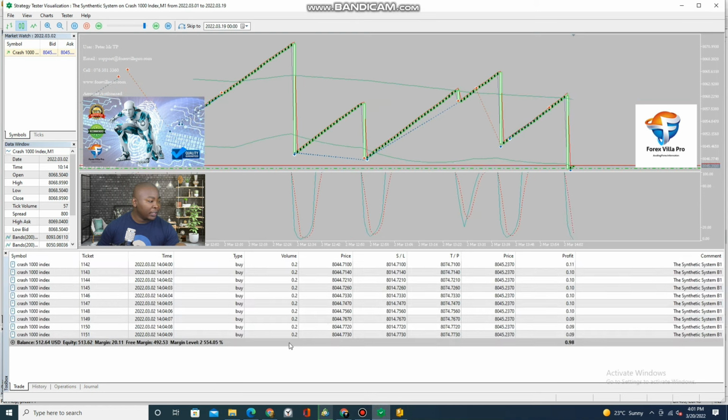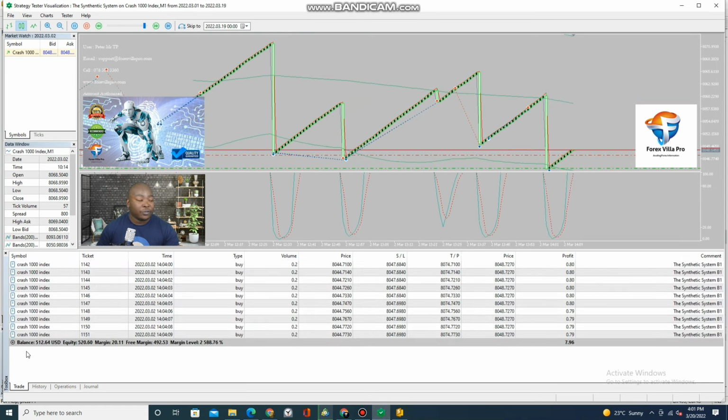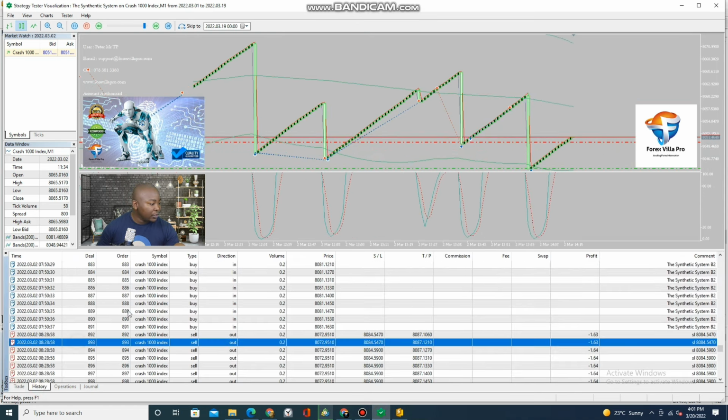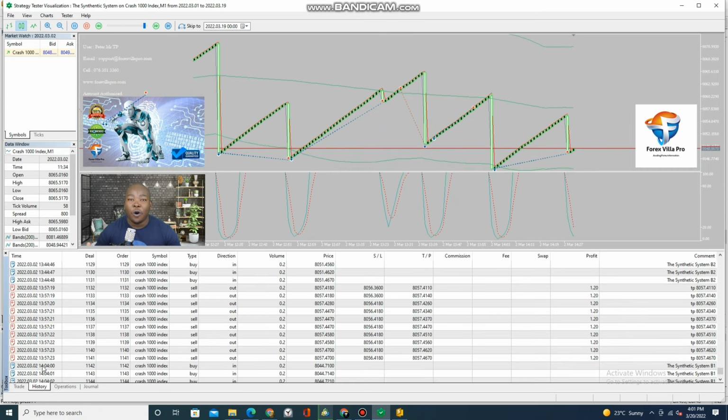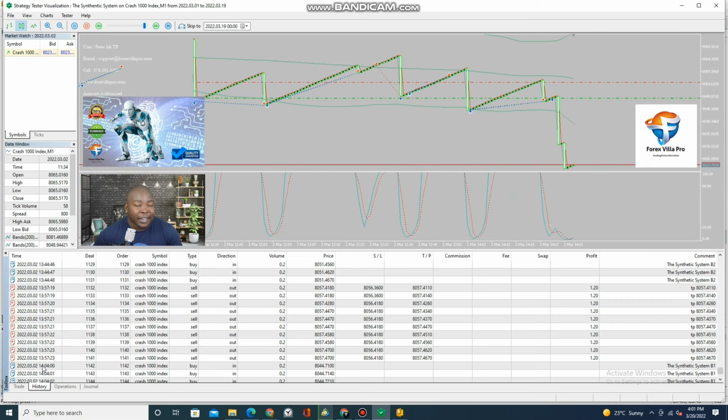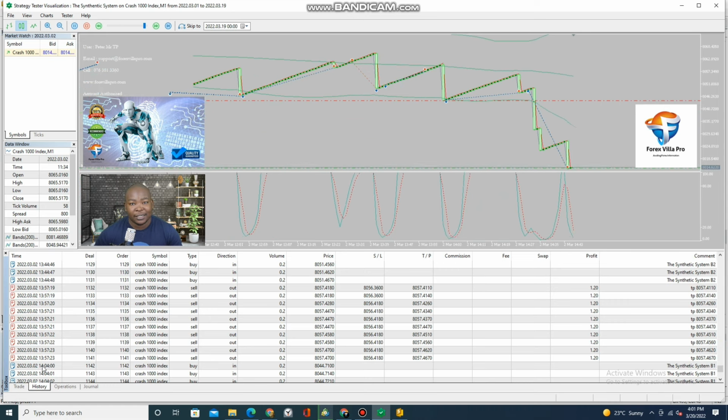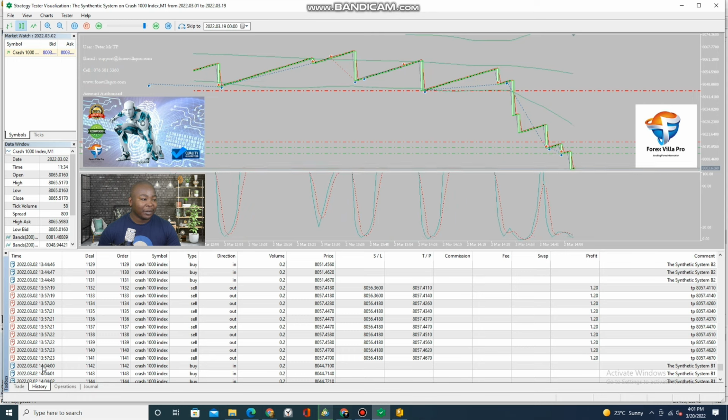Now let's go back to our strategy test and look where we're at. 512 USD in less than how many days? Let's go to history and just check. We started on the 1st, don't forget that. Now is the 2nd, around 2:04, guys. It can make that much. Think about it.